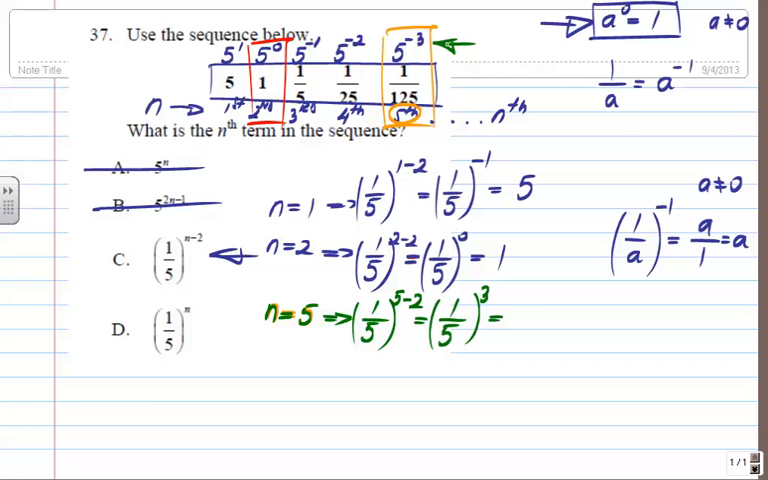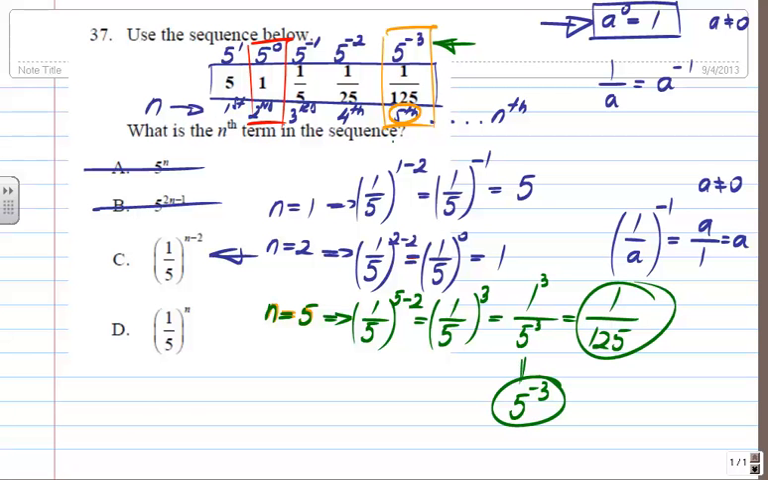Well, you can check if that's 5 to the negative 3, or you may check if it's 1 over 125. This is 1 to the third over 5 to the third, which is 1 over 125, or you may say this one is also 5 to the power of negative 3. So we're good. It looks like this is the rule. Looks like this is the answer for problem number 37. I don't even have to check B.